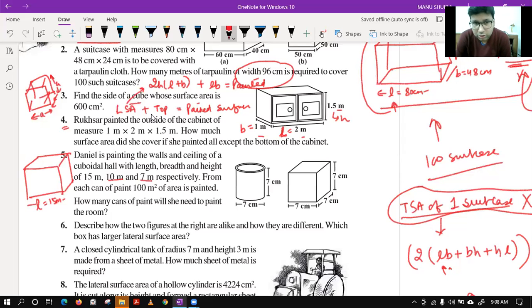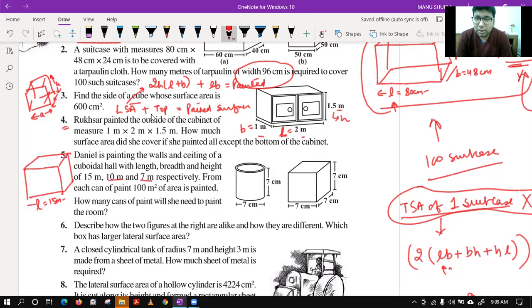This is a good question to be done. Again, the story is very important in this question. Try to understand. You have a hall. So it is more of a cubicle than a cuboidal. Maybe. Rough diagram, no problem. So Daniel is painting the walls and ceiling. So 4 walls plus ceiling is the area to be painted. And for that he is having some cans of Asian paint.